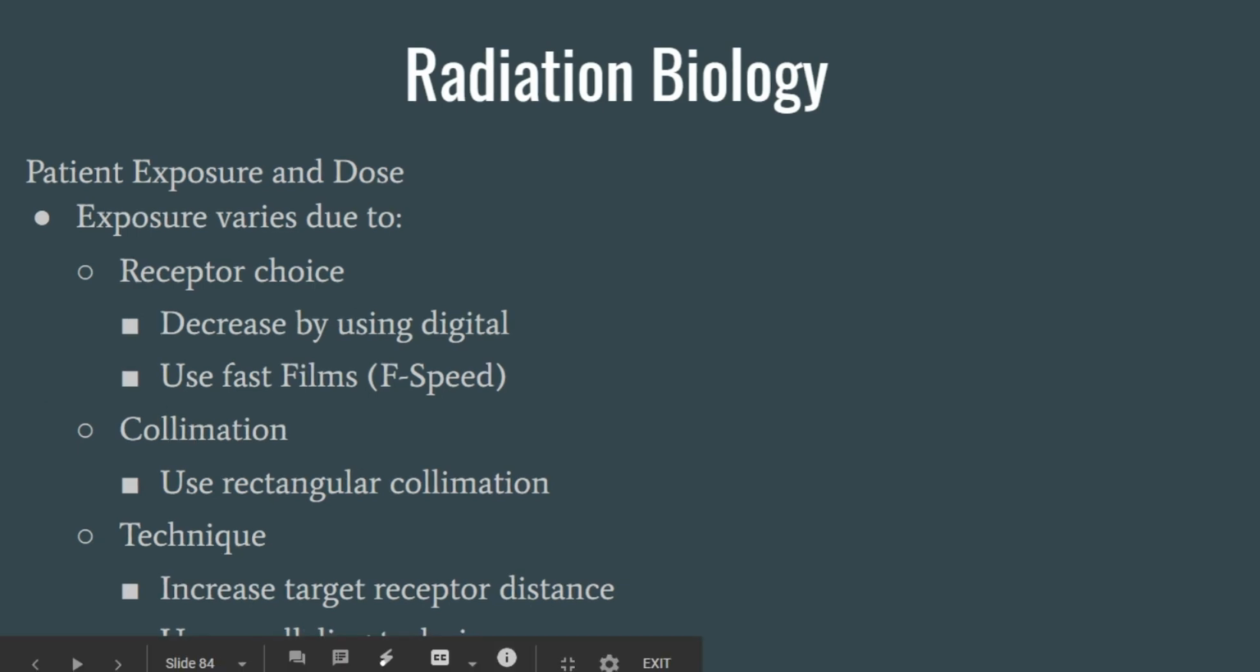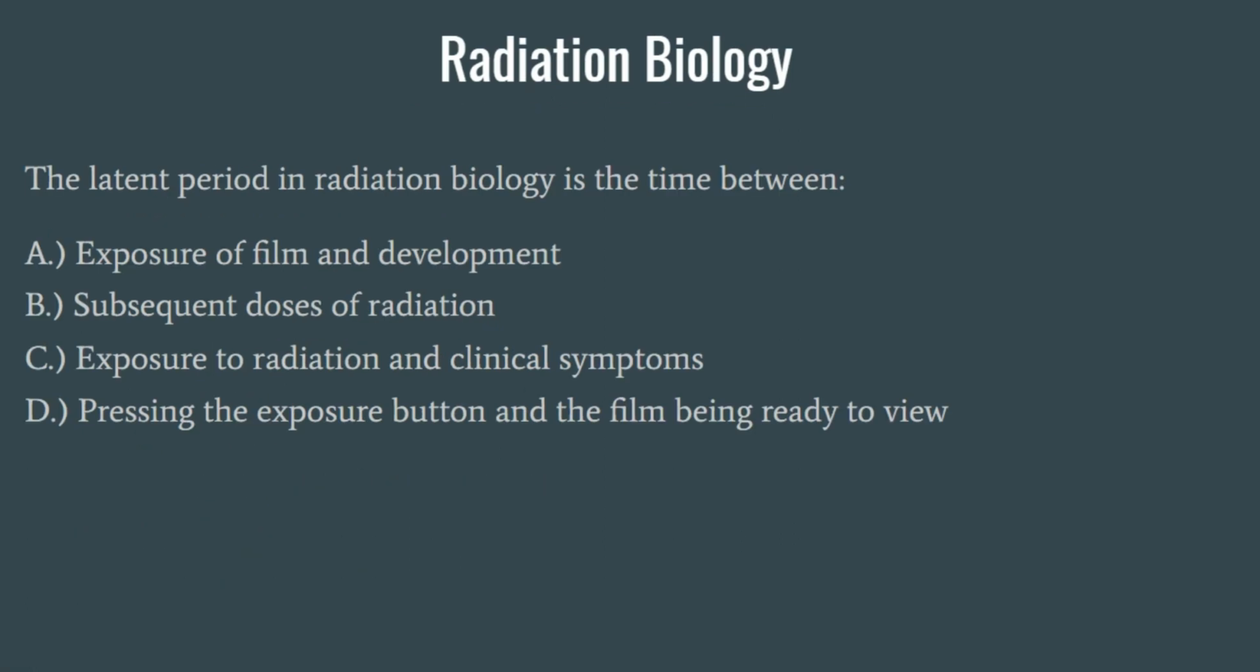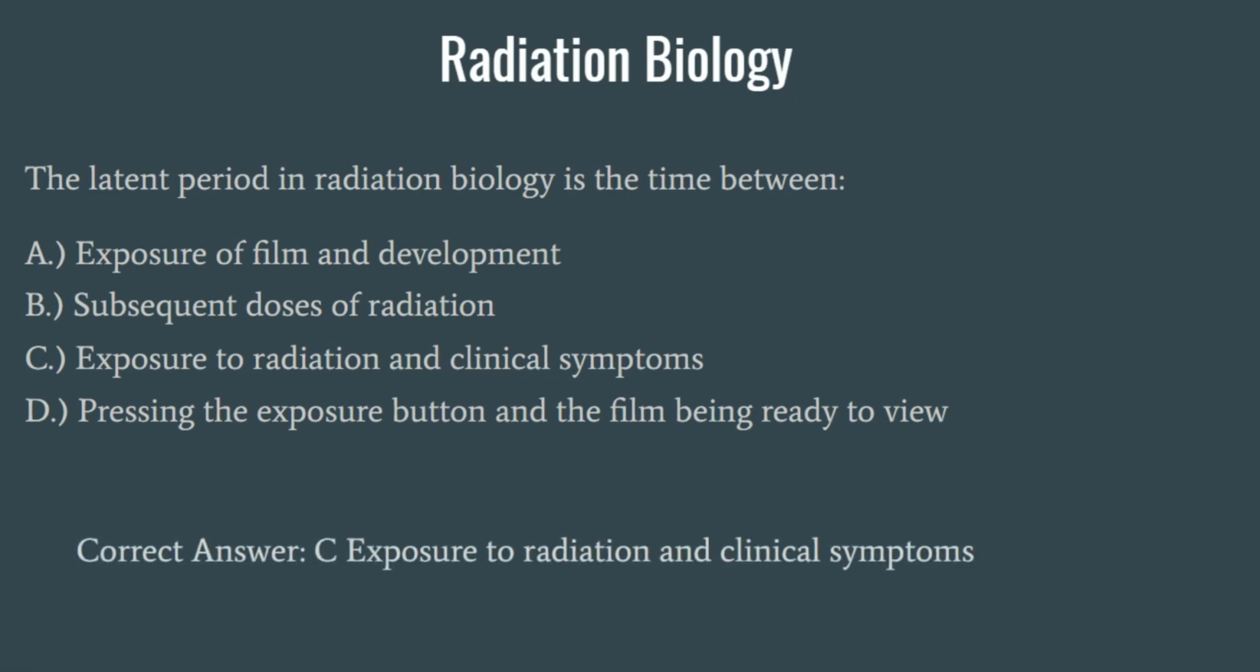That is the end of radiation biology. So let's do our review. The latent period in radiation biology is the time between A, exposure of film and development, B, subsequent doses of radiation, C, exposure to radiation and clinical symptoms, or D, pressing the exposure button and the film being ready to view. The correct answer is C, exposure to radiation and clinical symptoms.